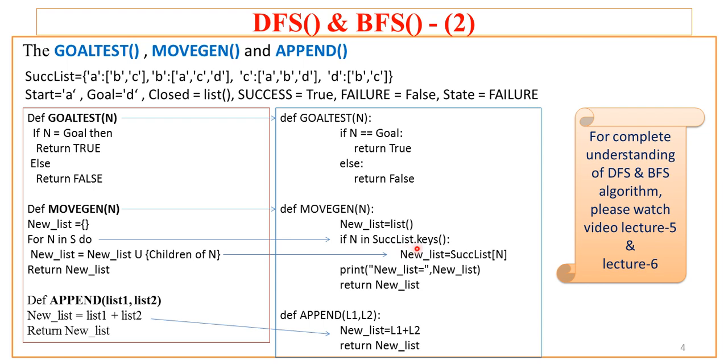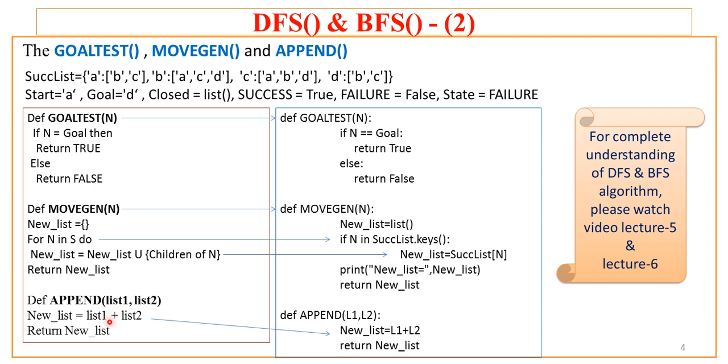So n is checked in the successor list, but in the successor list only keys are taken, and among these keys n is searched. If n is found, then in new list the values of that particular key n are retrieved. Those values of the key are nothing but the immediate successors of that node n, and that is stored in new list. The list is printed just to verify what is being stored in new list, and that new list is returned to our main algorithm.